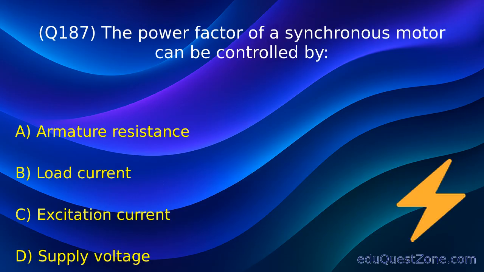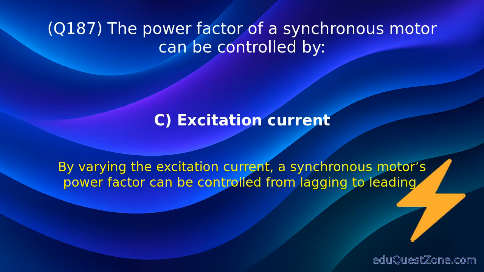Question 187. The power factor of a synchronous motor can be controlled by... Option C, excitation current. Varying field excitation controls the power factor of a synchronous motor.